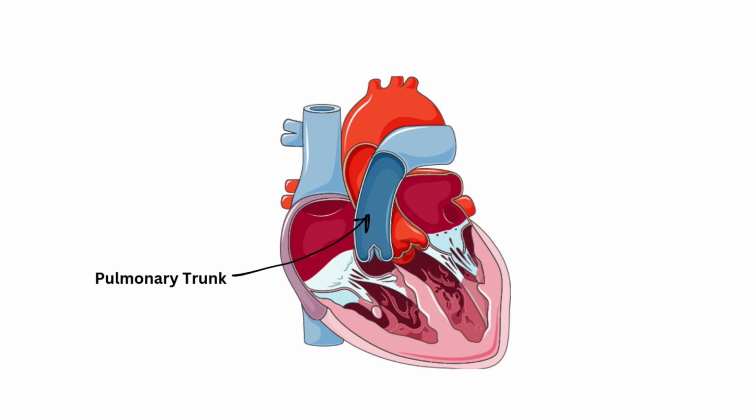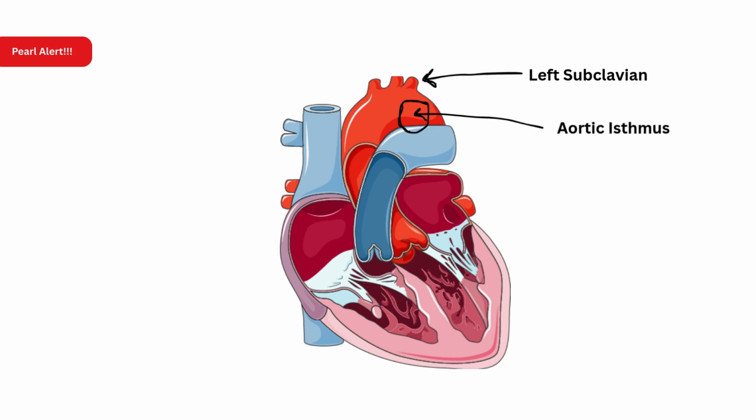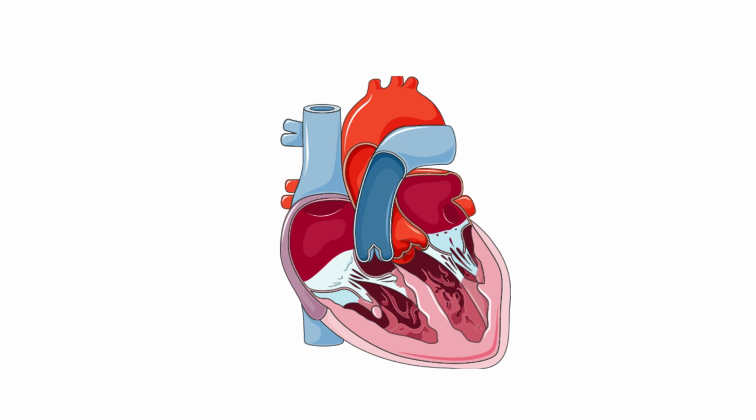Now, here's your high yield fact, guys. The aortic isthmus, which is located just distal to the left subclavian artery, is the most common site of injury in rapid deceleration trauma. So, this occurs when a body moving at very high speeds suddenly stops. The heart moves, but the aortic arch is fixed. So, this puts significant shearing forces on the aorta, leading to a potentially fatal aortic transection.